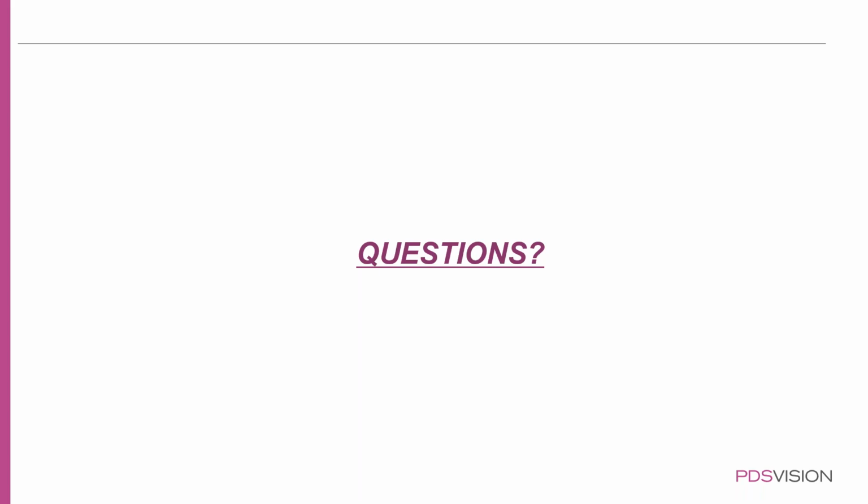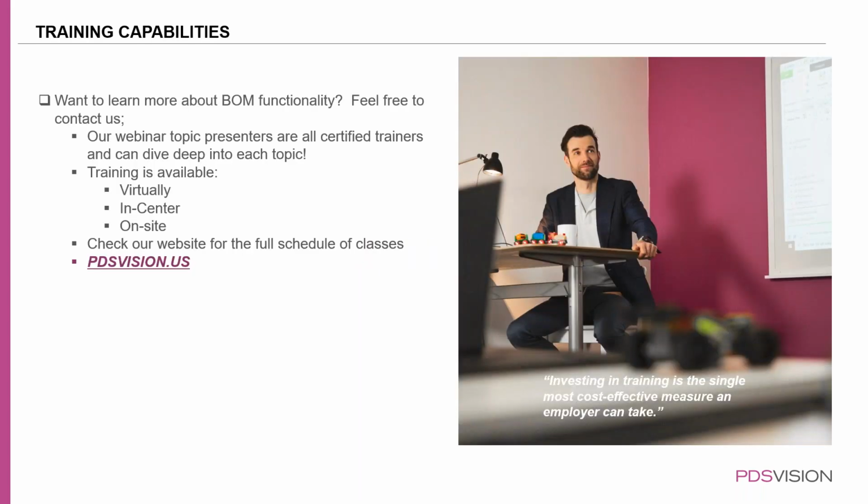If there aren't any more questions, we'll go to the next session. So we have training capabilities. We can do training virtually, for the people who are in other parts of the world and cannot get to our training centers. We also have in-center training. We have training centers that are available in North America, so if you can make it to those training centers, you can get the training. And we also have on-site training. If you'd like us to come into your office and offer the training, we are able to do that.